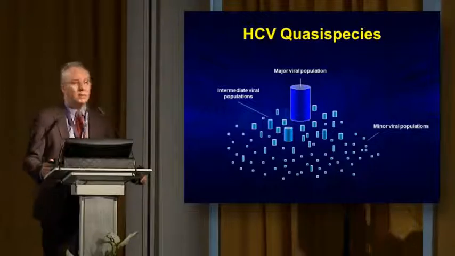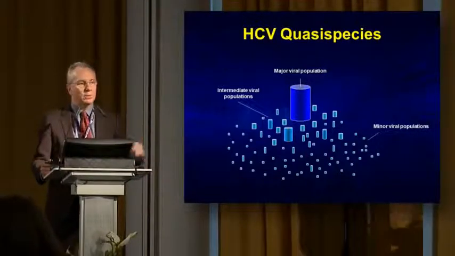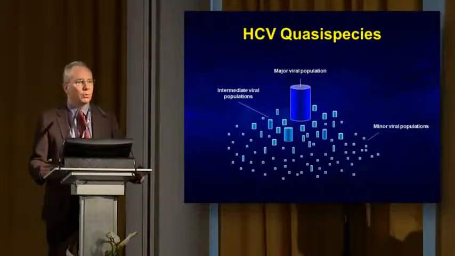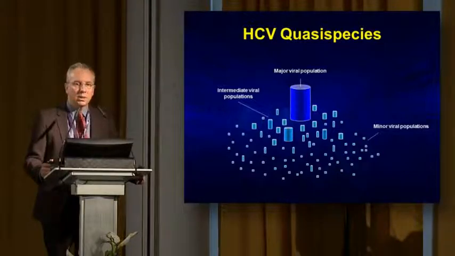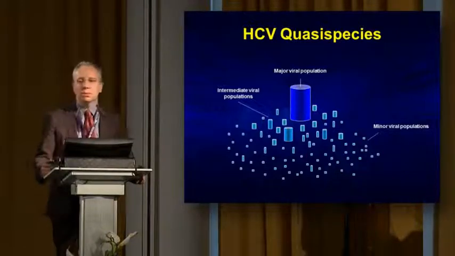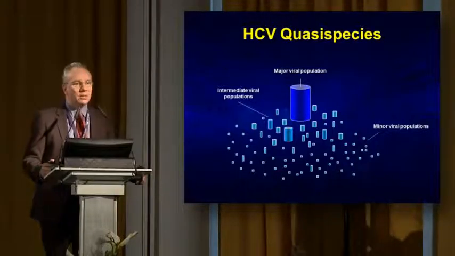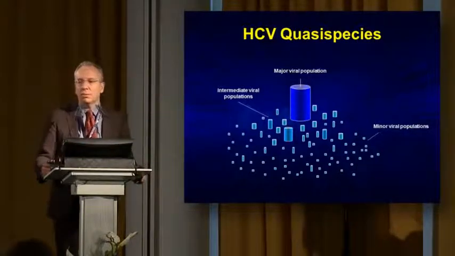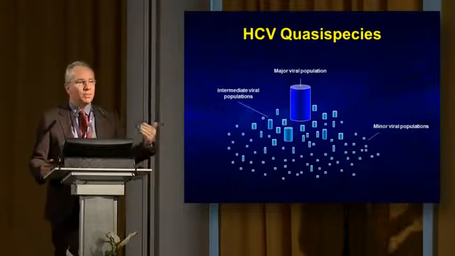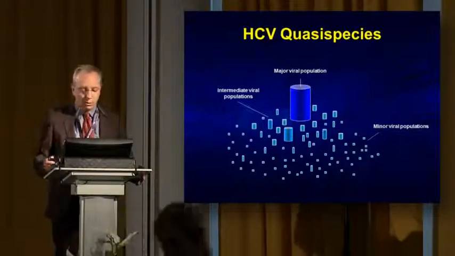And in every infected patient, you have a major dominant viral population, which is the one that can be seen with simple methods for sequencing, the ones you may have in a virology lab. This is a major viral population. You have some intermediate viral populations, but you also have a very large number of minor viral populations, which are not detected by conventional techniques, but are very important because within these minor viral populations, you may have pre-existing variants that are resistant to various drugs, direct-acting antivirals, and will be the problem.